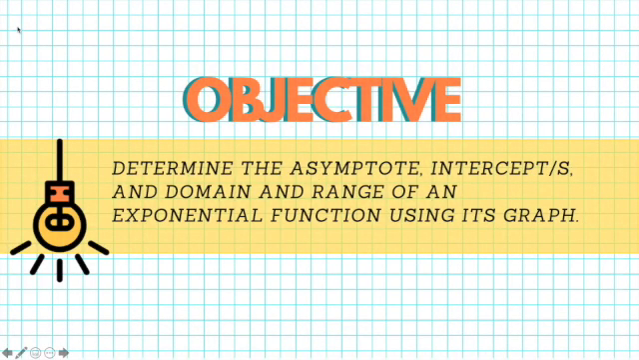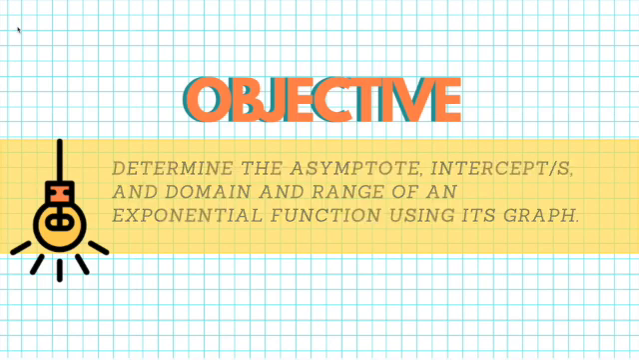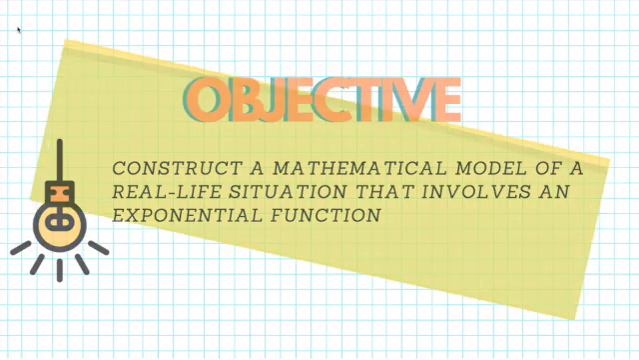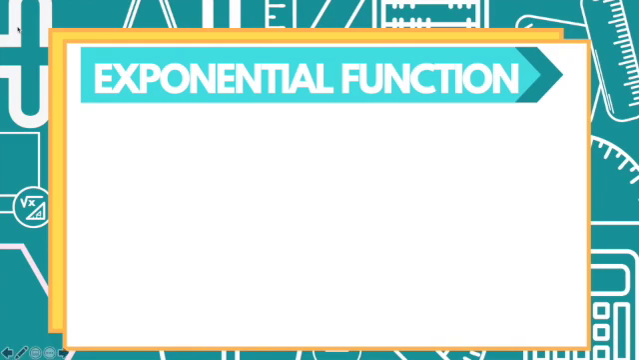We have two objectives for today's video. The first objective is to be able to determine the asymptote, intercepts, and domain and range of an exponential function using its graph. The second objective is to be able to construct a mathematical model of a real-life situation that involves an exponential function. Let's first define what is an exponential function.